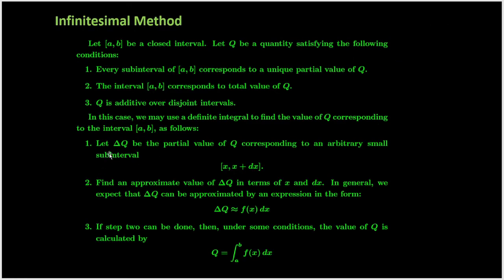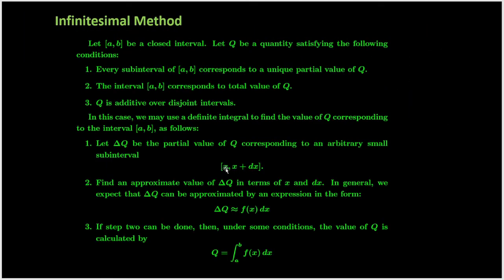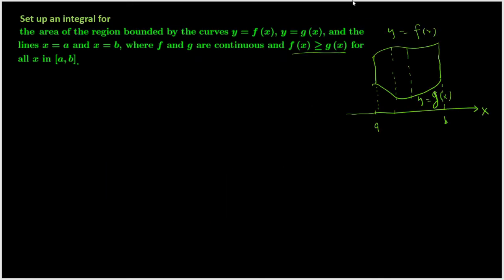Now step 1. In step 1, we take a subinterval of AB. The left endpoint is x, the right endpoint is x plus dx. You just imagine x is an arbitrary point on the interval. Now let's say x is here. You imagine x is an arbitrary point on the interval from a to b, and then to the right of that, you have a point x plus dx.